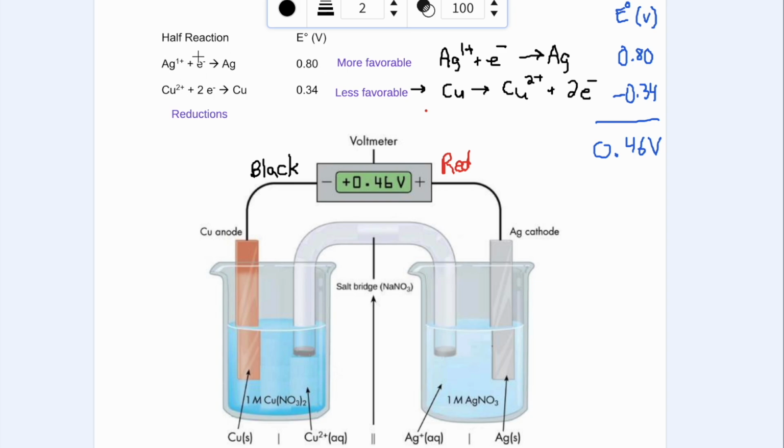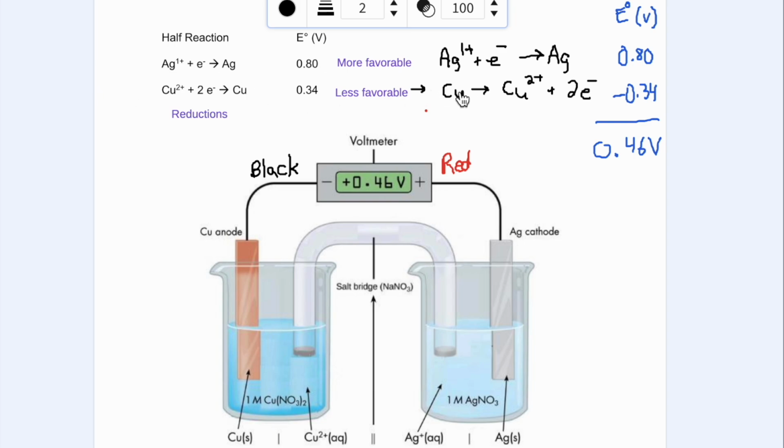The silver is going to get reduced. The reduction is happening at the cathode over here. So that's the silver cathode. This is what's happening at the cathode, is that the silver ions are getting reduced to silver metal. So this is more favorable. I went ahead and copied it exactly the way it looks over here and kept the number the same. Since this is less favorable, this is not going to happen, and so the copper, we're going to reverse it.